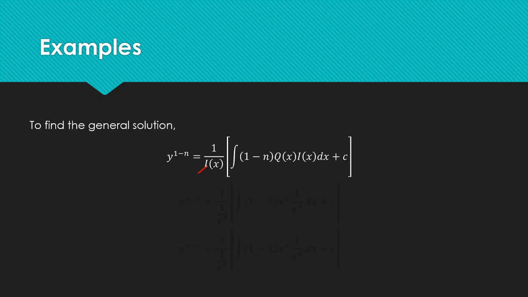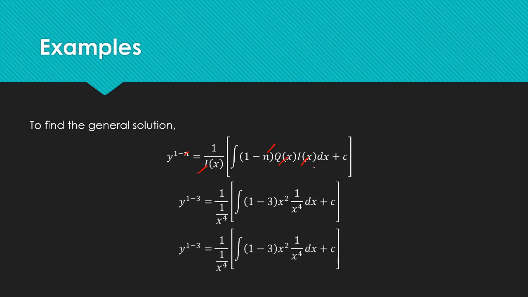We already know I of x. So, alam na natin to. We also know q of x and we know the value of n. So, I of x natin is 1 over x raised to the 4th power. N is 3. So, ayan, n din yan. Tapos, q of x natin is x squared. So, we will arrive at y raised to 1 minus 3 is equal to 1 over x raised to the 4th power times the integral of 1 minus 3, q of x is x squared times I of x is again 1 over x raised to the 4th power dx plus c.